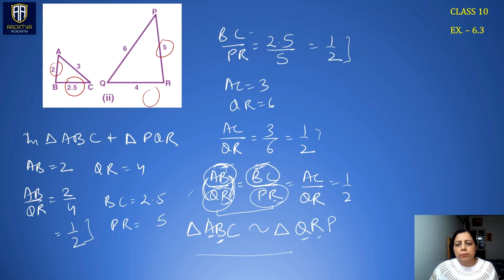This is a very important part in similarity of triangles. Now ABC is similar to QRP, not PQR. So this is SSS similarity. If you are not able to locate which side should be equal to what, always go by this method. You will never make any mistake.